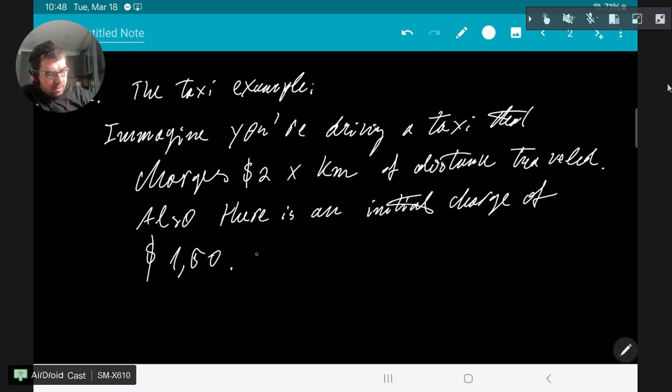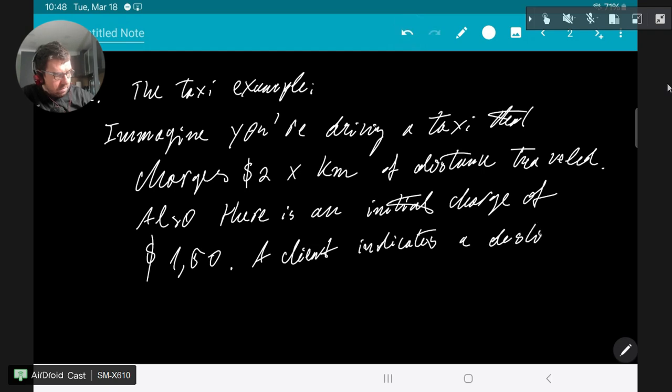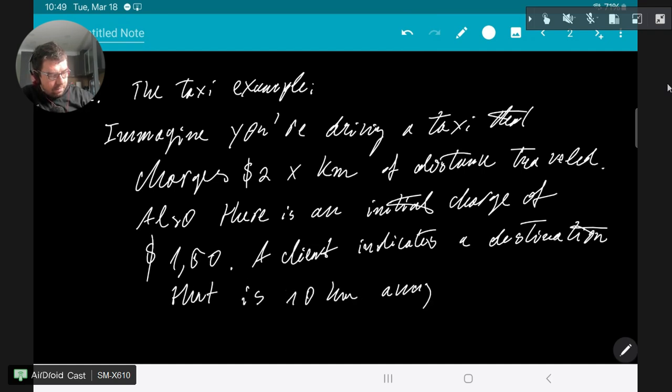So a client indicates a destination that is 10 kilometers away from us. We want to cover the distance of 10 kilometers.